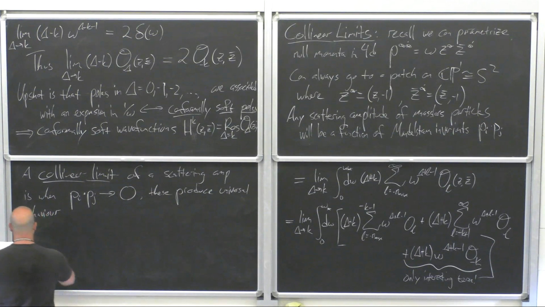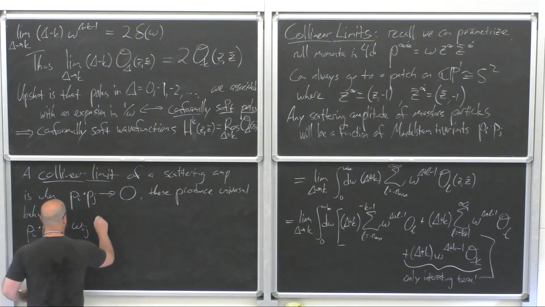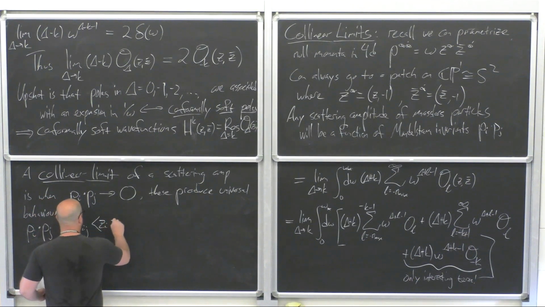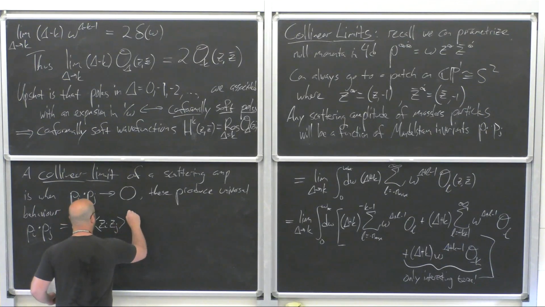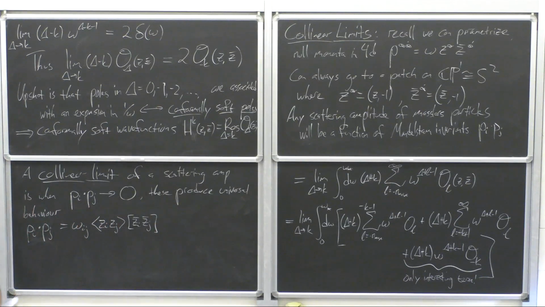So first, let's remind ourselves what these Mandelstam invariants look like in our favorite parameterization of null momenta in 4D. These are just ω_i ω_j, angle bracket z_i z_j, square bracket z̄_i z̄_j. Remember these angle and square brackets are the unique SL2 invariant inner products on our two component SL2 spinors.